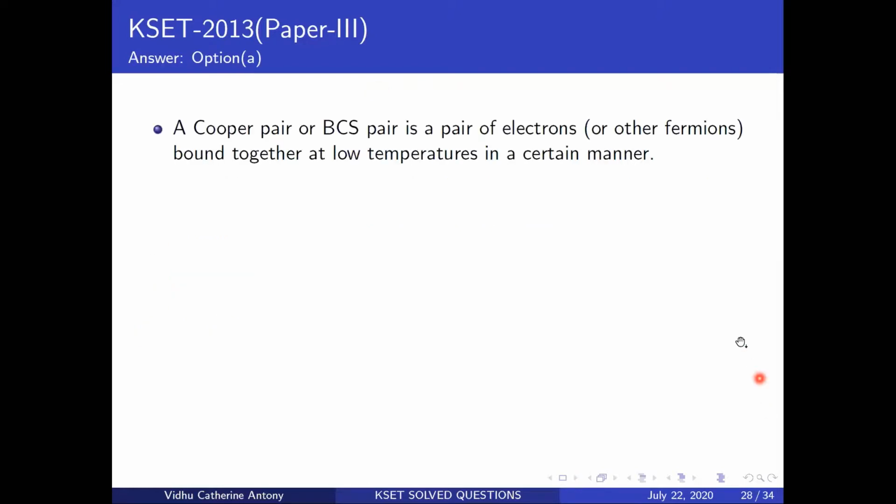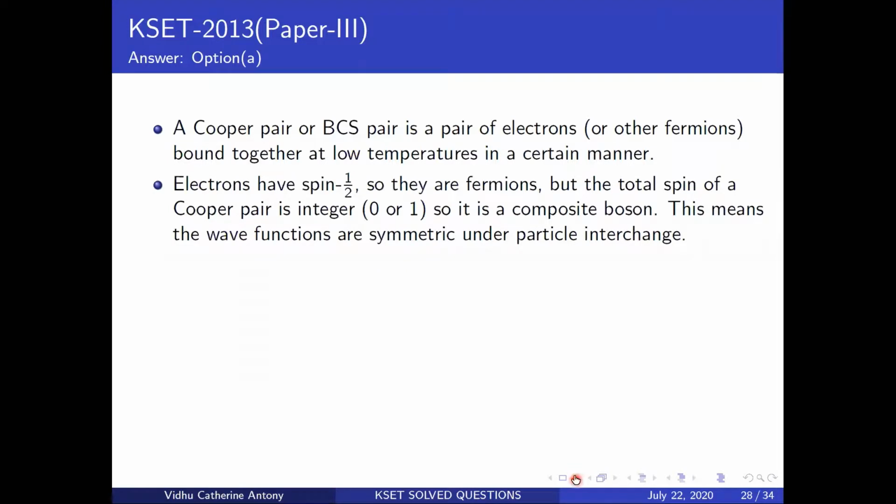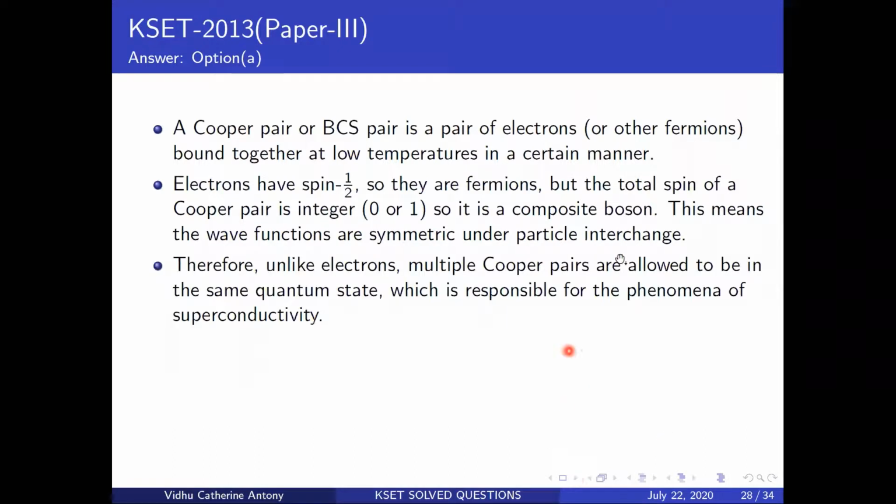So let's look at this. A Cooper pair, or your BCS pair, is a pair of electrons or other fermions bound together at low temperatures in a particular manner. These electrons have spin half, so they are fermions, but the total spin of a Cooper pair is integer, so it is a composite boson. This means that the wave function is symmetric under particle interchange for a boson. That's basically a property of a boson.